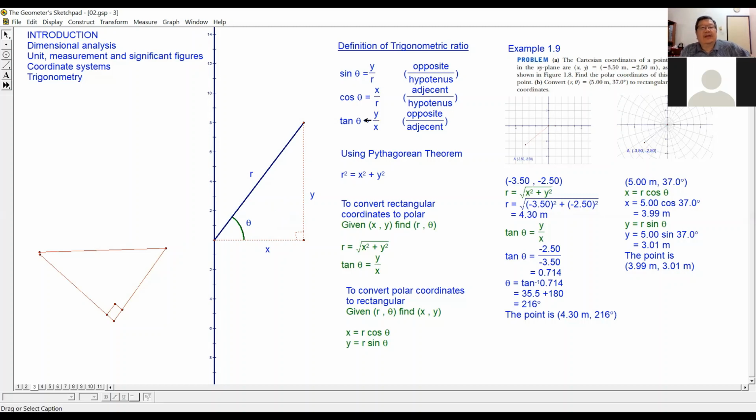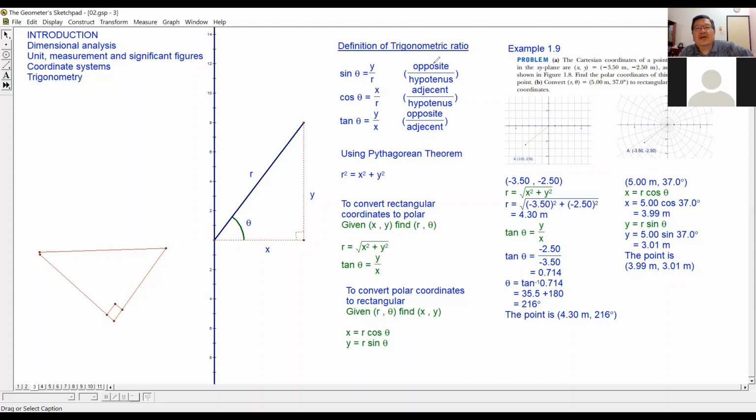Next one, cosine theta. Cosine theta is defined as adjacent over hypotenuse. Adjacent means the side next to the angle. Adjacent divided by hypotenuse. And finally, tangent theta is opposite over adjacent. We should look at this opposite over adjacent. In this case, it is y over x.